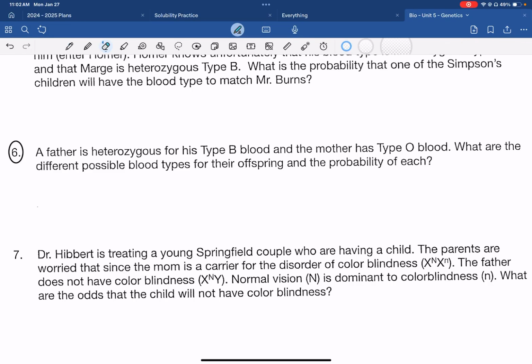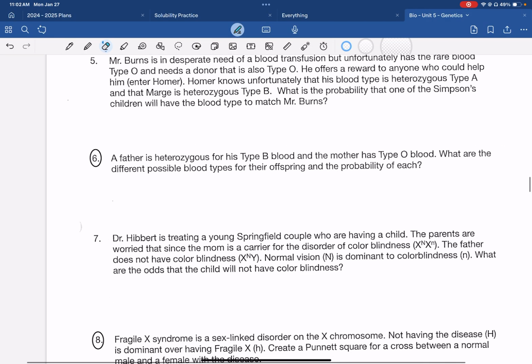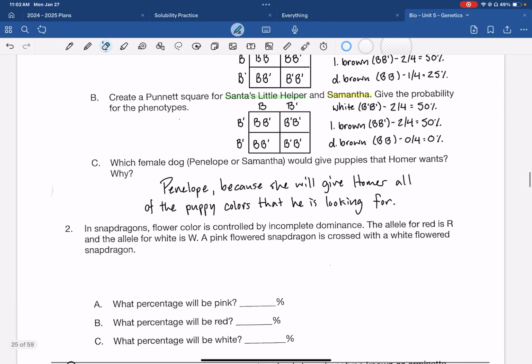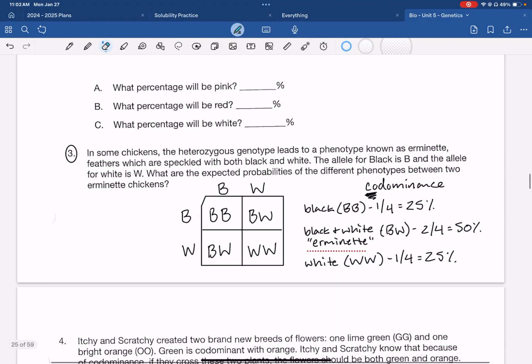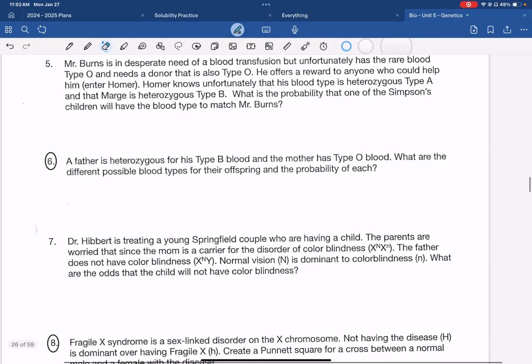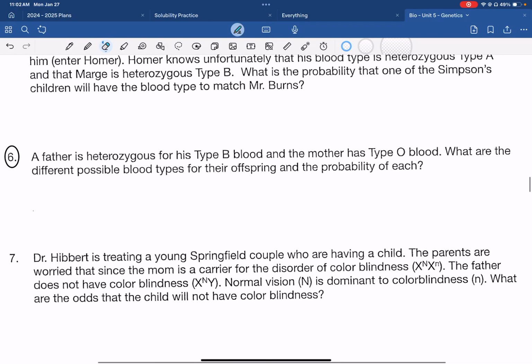Hey y'all. So we're still looking at complex inheritance patterns here. This time we're looking at question number 6. We've already been over incomplete dominance and codominance. Those were questions 1 and 3. But now we're going to go over number 6.